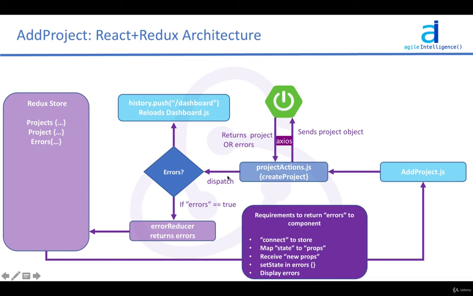Our project action is going to dispatch an action, which is going to be get errors, and that's when our reducer comes into play. And what our reducer is going to do is that it's going to take the action and the payload containing the errors and it's going to update our Redux store.